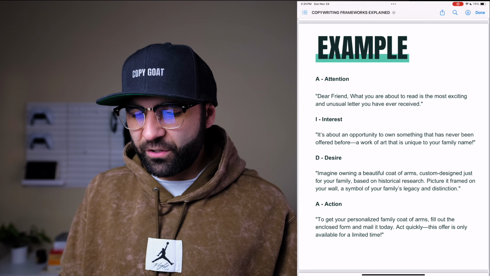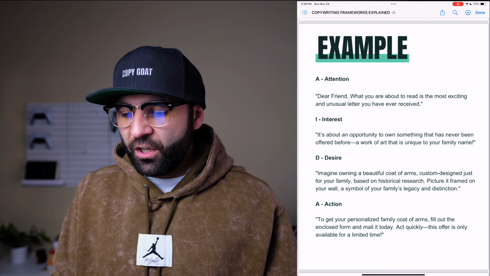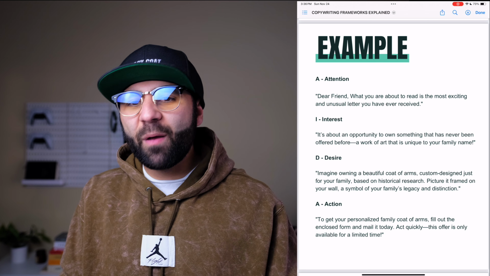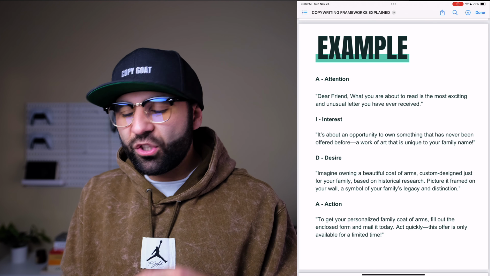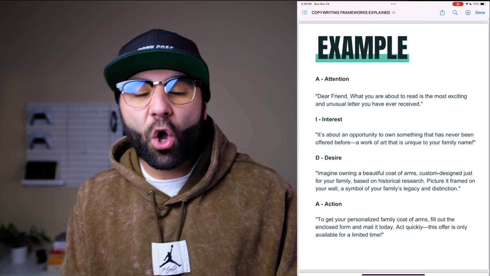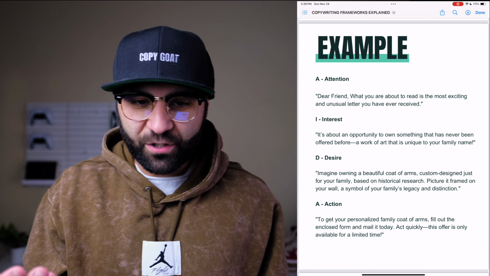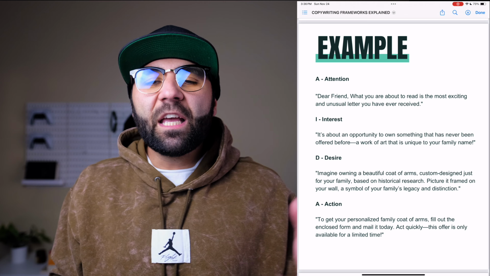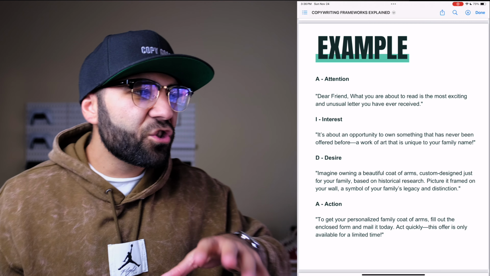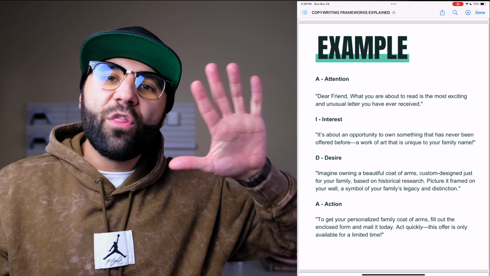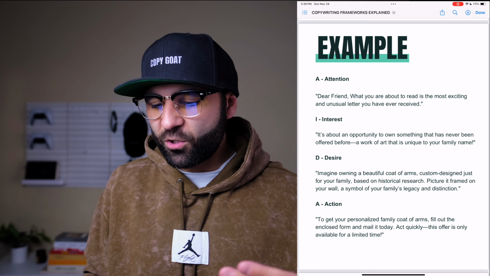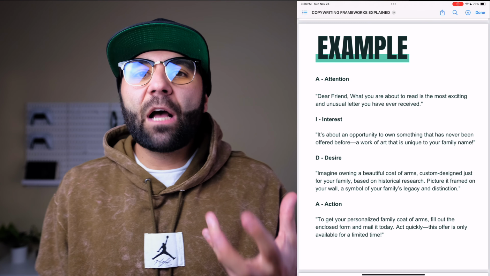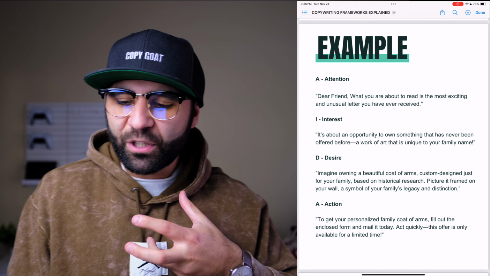Now, moving on to interest. It's about an opportunity to own something that has never been offered before, a work of art that is unique to your family name. Okay, now this is where it gets really interesting. No pun intended. For the interest side, it now starts to make it about them. You now start to hone in on your target audience. And I'll give you an even better example in the next one. But in this one, he's now talking about the reader. So he's got the reader's attention.